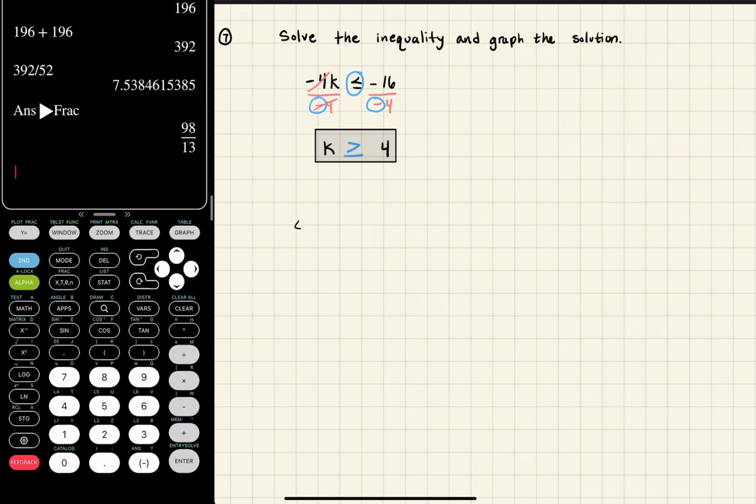And they also want us to graph that, so I'll draw a number line here. And I'll put 4 up there somewhere. And k is greater than or equal to 4. Well, greater than 4 would be in this direction, right? Anything towards infinity. Equal to 4 means we will use a square bracket. And that would be the graph of that inequality.